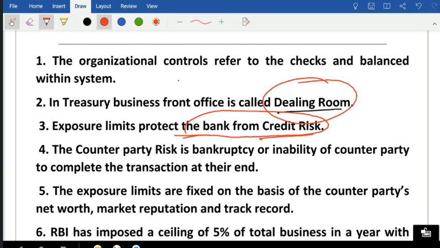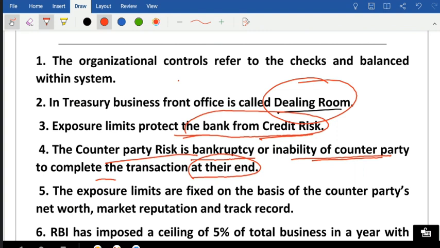The counterparty risk is the bankruptcy or inability of the counterparty to complete the transaction at their end. What happens is, sometimes the customer is not able to pay his dues in time. Sometimes it may be by default or sometimes by inability. So that is called the counterparty risk.